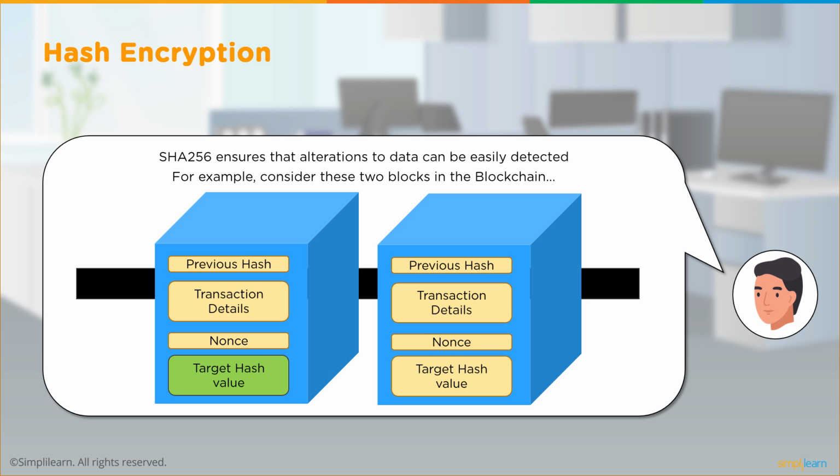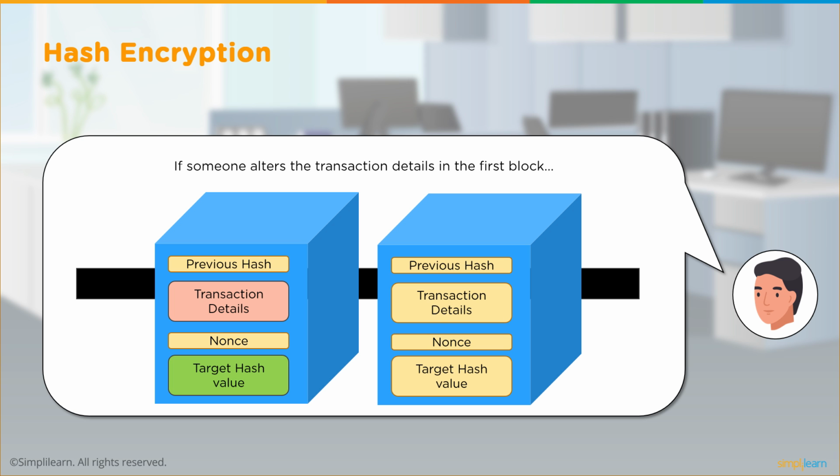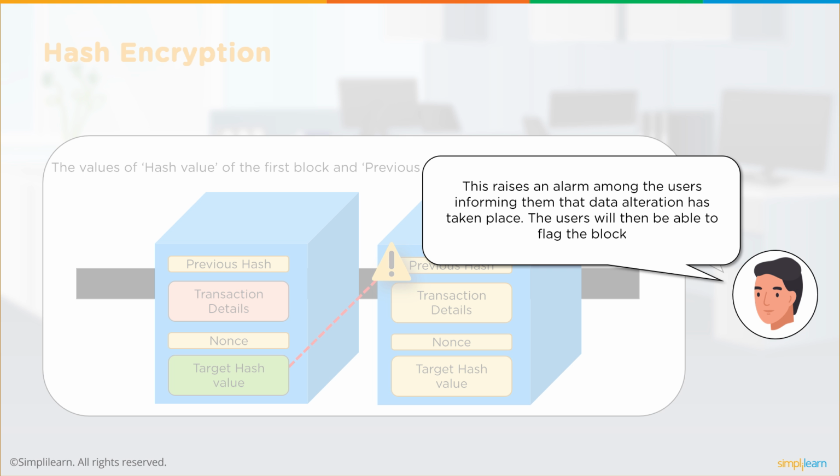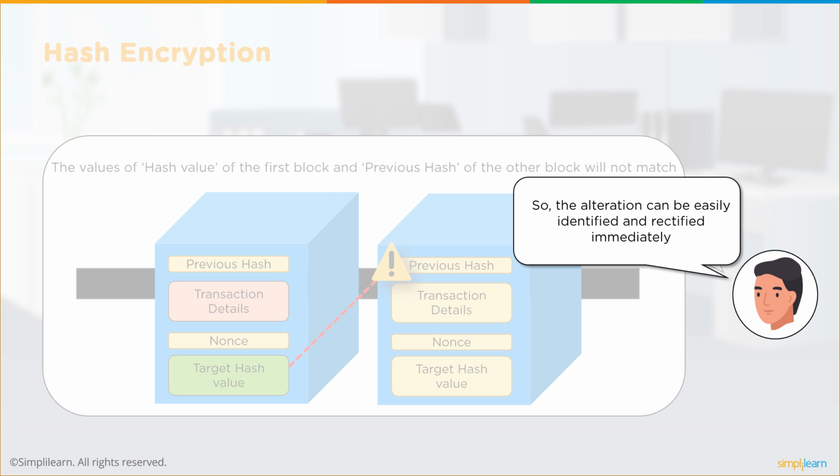So for example, consider these two blocks in the blockchain. They have a similar structure and definitely different hash values. Now if someone alters the transaction details in the first block, the corresponding hash value of the block would change too. Now the hash value of the first block and the previous hash value of the other block will not match. Basically, the block subsequent to the hacked block will get delinked. Now this will raise an alarm among the users, informing them that data alteration has taken place. The users will then be able to flag the block, so the alteration can be easily identified and rectified immediately.